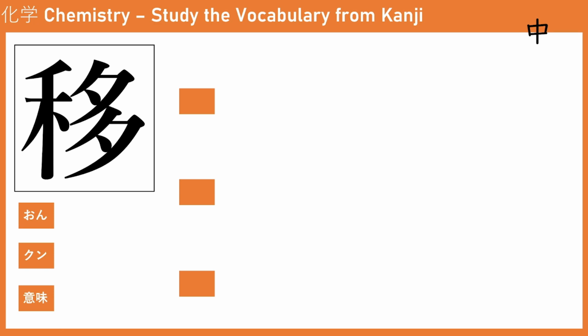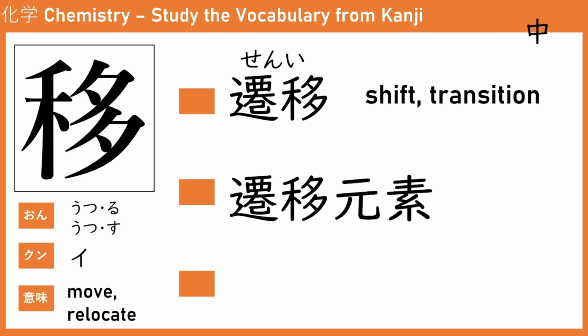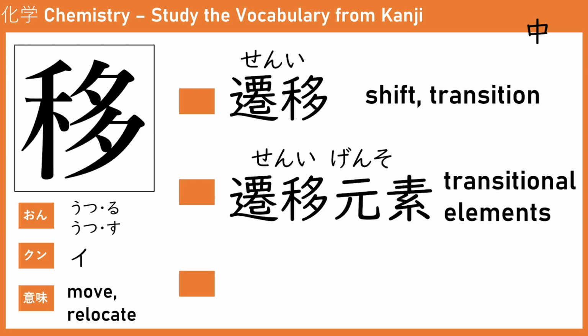The next kanji is i. I means to shift, to move. Okay. So the kunyomi is called utsuru or utsusu, and the onyomi is pronounced as i. So first one, you got the seni, which is the shift, the transition. And we also got the seni genso. Seni genso is the transitional elements.